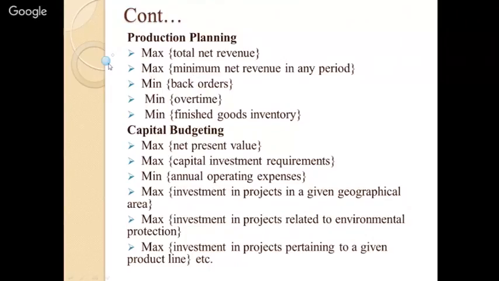Now what will be the solution? This problem can be formulated as a multi-objective program. Similarly, the capital budgeting problem: maximizing the net present value, capital investment requirement, minimum annual operating expenses, maximum investment in projects, then maximum investment in projects related to the environment, because so many constraints are given to the industry. You have to put this budget to the environment, this budget at least, and so on. So we have tried to include some problems related to accounts or manufacturing.